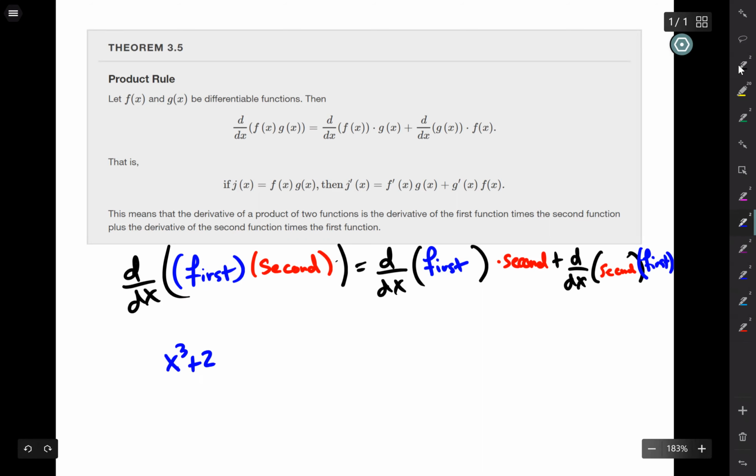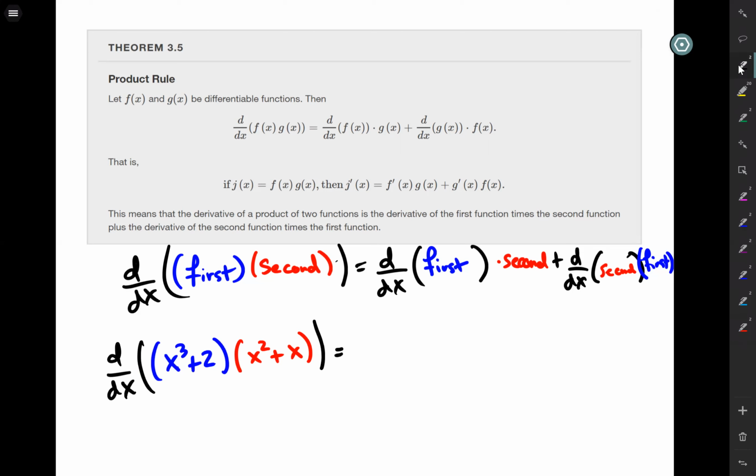So as an example, let's say that f of x was something like x cubed plus 2. And g of x was something like, I don't know, x squared plus x. Okay, so then here's the derivative of the product. Now, one thing I could do is FOIL this out, expand it, multiply all the pieces and then take the derivative piece by piece. And that's fine, but it takes a little bit longer.